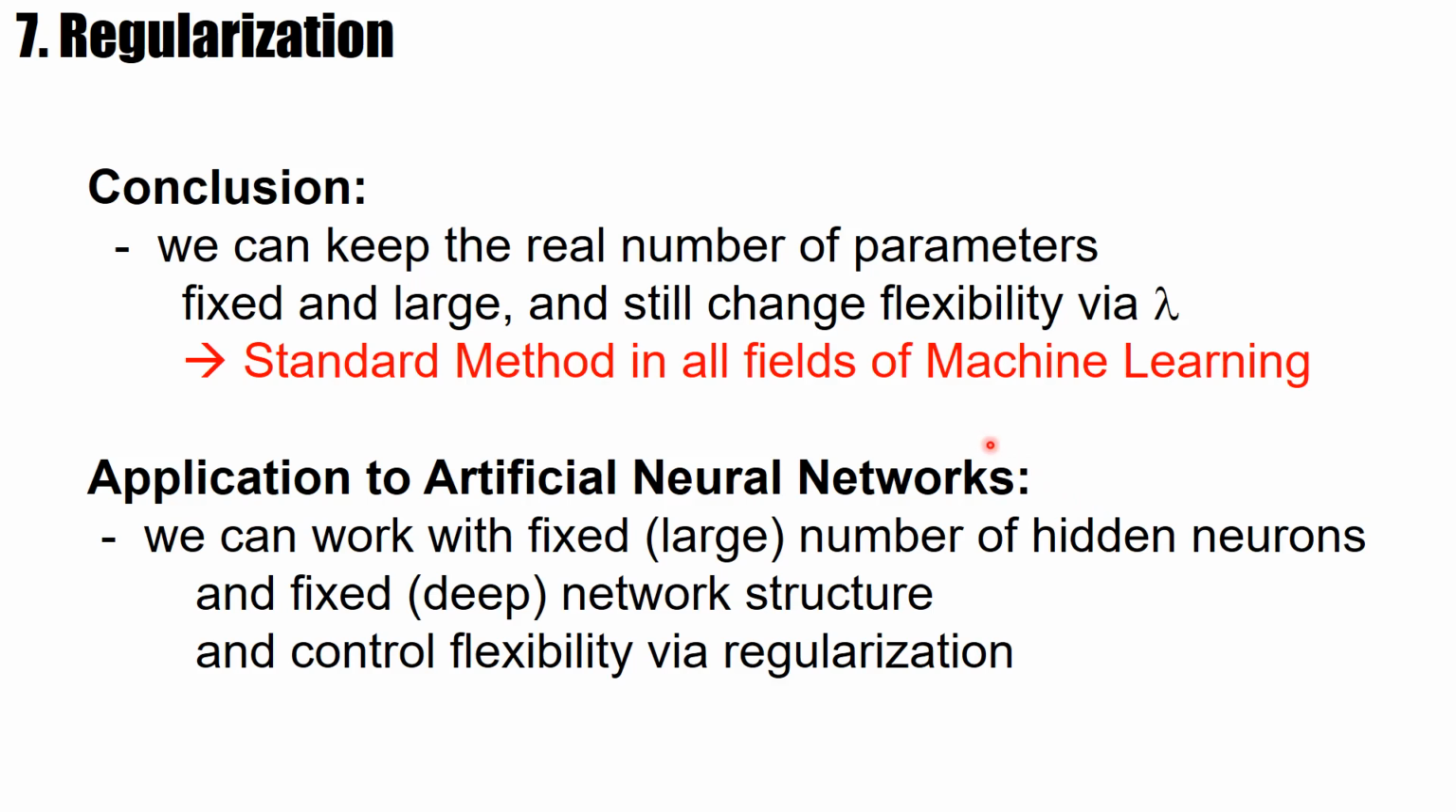So let us summarize what we have seen so far. Using these simple regularization methods with a penalty term, we can keep the real number of parameters fixed and large and still change the flexibility via changing lambda. And this is a standard method in all fields of machine learning, not specific to neural networks. In the context of neural networks, this means the following. We can always work with a fixed large number of hidden neurons. We can take a very, very deep network structure, and then we control the flexibility via regularization methods.